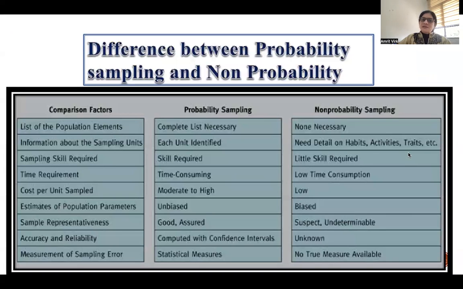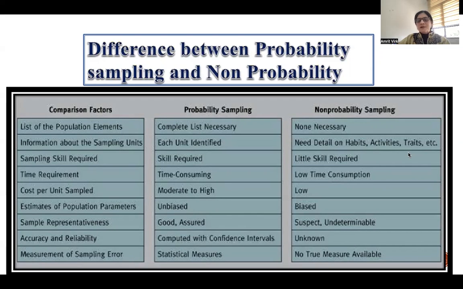Now let's try to understand the difference between probability and non-probability sampling. In case of probability sampling, it is essential to have a list of the population elements, which is not so in case of non-probability sampling. For probability sampling, some sampling skill is required. Again, this is not so for non-probability sampling. Probability sampling is time-consuming, and the cost per unit sampled can be moderate to high, while in case of non-probability sampling, the time consumption is quite less, and also the cost per unit sampled is quite low.